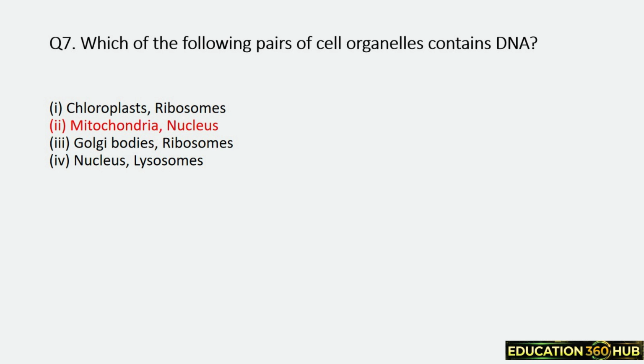Question number 7. Which of the following pairs of cell organelles contains DNA? Correct answer is second option, mitochondria and nucleus.